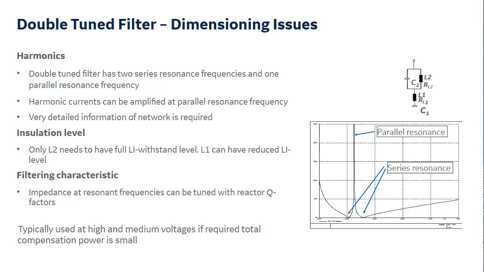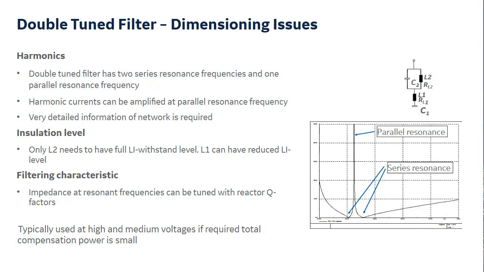There are some benefits too. The second reactor, L2, must have a full lightning impulse level, so we can use a reduced value for reactor L1. So in some cases it can be a little bit cheaper because of this. Then impedance at the resonant frequencies can be tuned with reactor Q factors. Of course, we can change the Q factors, play a little bit, and so we can change the shape of the impedance curve. Then we can affect filtering characteristics.